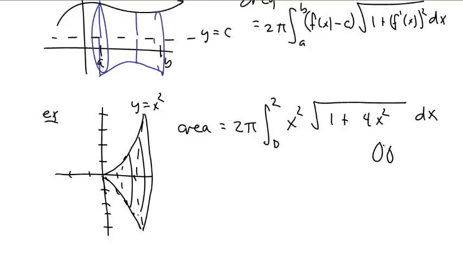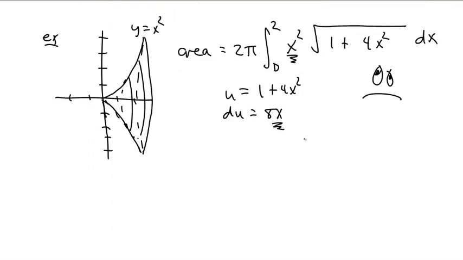And that's not pleasant. I think later on this semester we will be able to deal with things like this. For the time being, the only trick we really have is to set u equal to 1 plus 4x squared, and du would be 8x. But we have x squared, it's not going to work out. So let's do one that does work out.